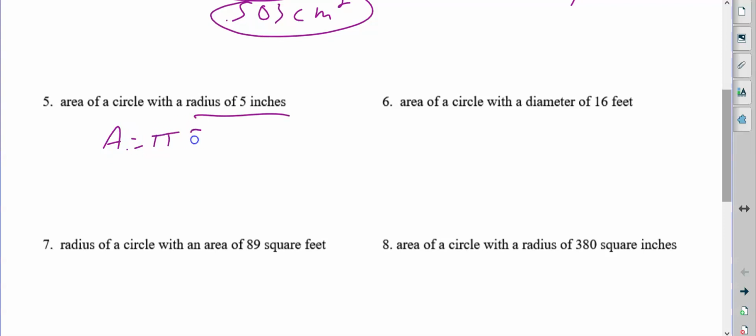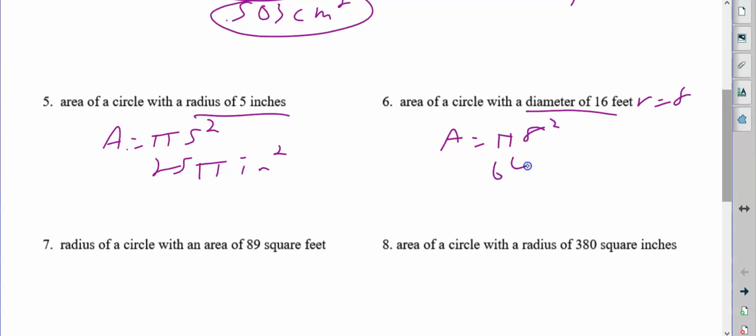Okay, number 5, same thing, just no picture, but basically same information. Area equals pi, I'm just going to go right to this squared, so 25 pi inches squared. Just going to start leaving it like that. Similar problem. This means the radius is 8. So area equals pi 8 squared. So 64 pi square feet.